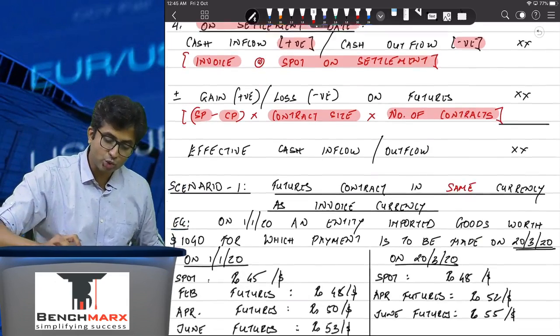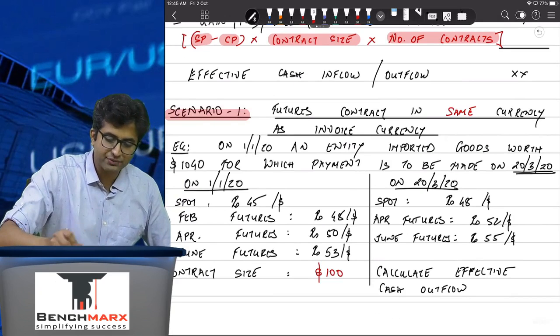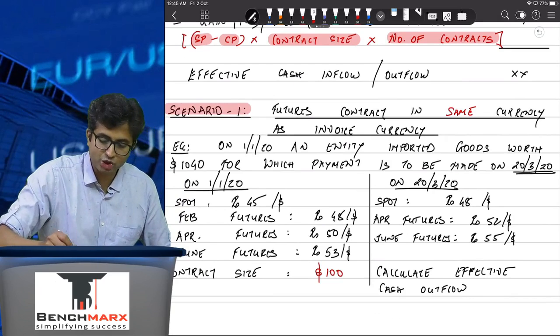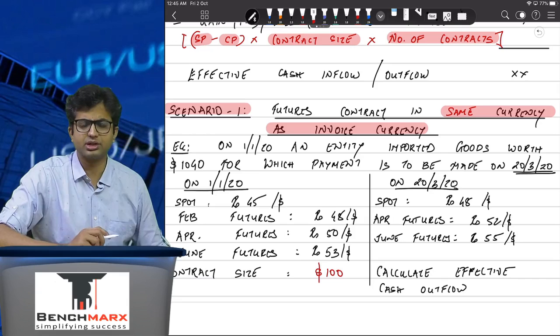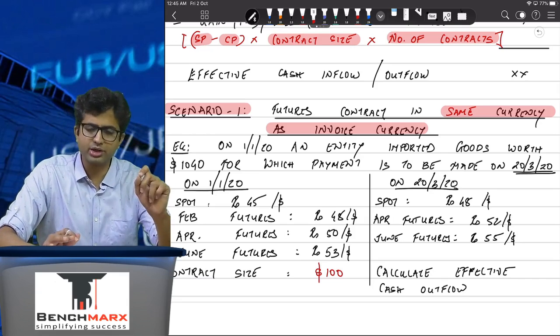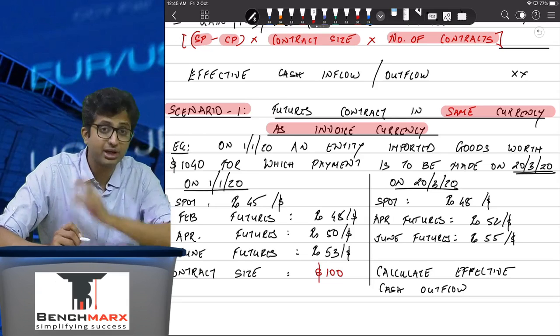Achha, there are two scenarios that can come over here. Scenario one is when the futures contract is in the same currency as the invoice currency. So this is the most common case. Your invoice is in dollars and the futures contract size is also in dollars. This is the easier version, but you have to check.